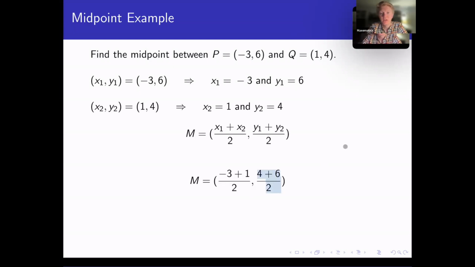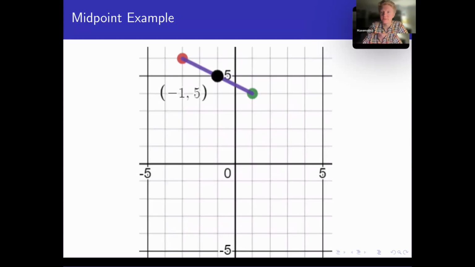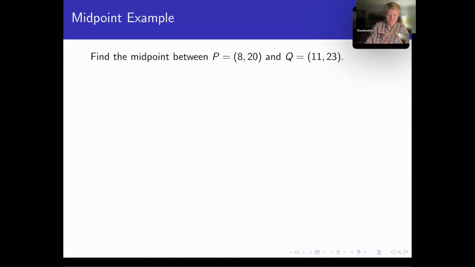I just realized that. Okay, negative 3 plus 1 is negative 2. 4 plus 6 is 10. So negative 2 divided by 2, negative 1. 10 divided by 2, 5. Okay, that's really not all that surprising at all. Very nice. Okay, 8, 20 and 11, 23.